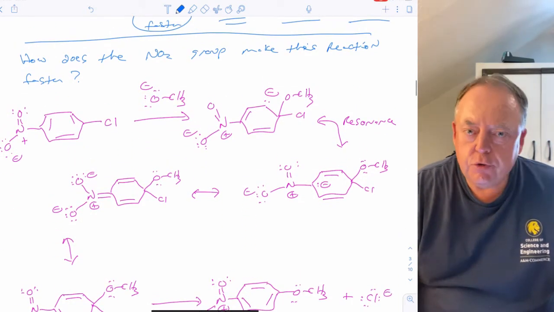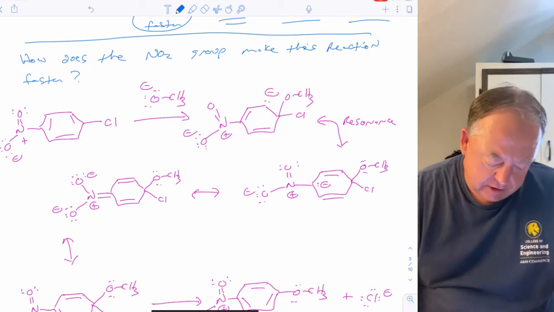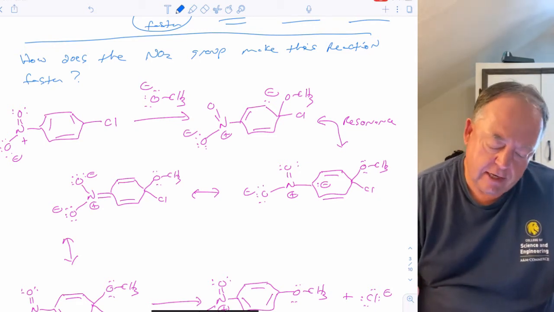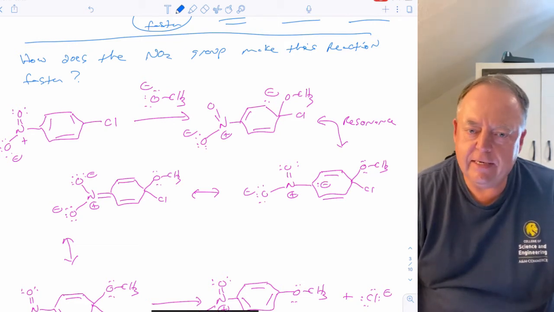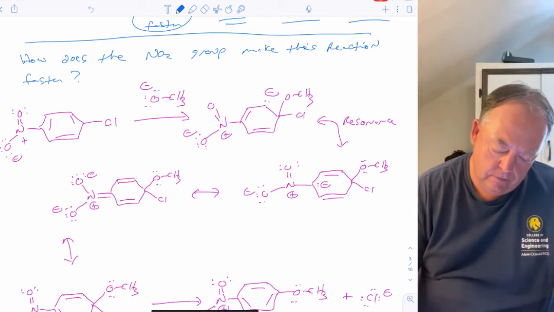Okay, so how does the nitro group help? How does it facilitate this reaction? In order to understand that, we have to look at the mechanism, and we have to look at the stabilities of the intermediates in the mechanism.